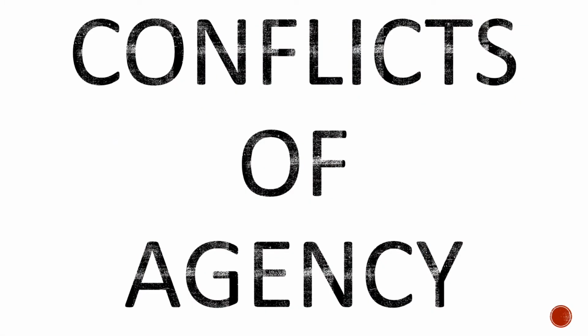Conflicts of agency. What is agency? Agency is a contract where one party, the principal, engages another party, the agent, to act on his or her behalf. This is the contract of agency. Ideally, the agent should do everything in the best interest of the principal, considering he or she is paid to do that. Contract of agency can be found in the relationship between stockholders and managers.